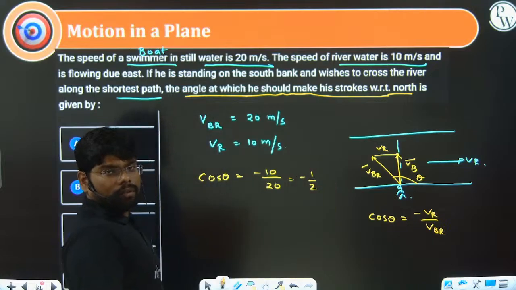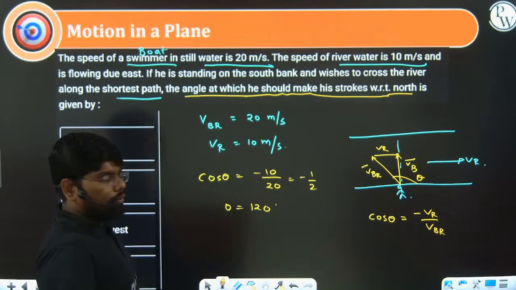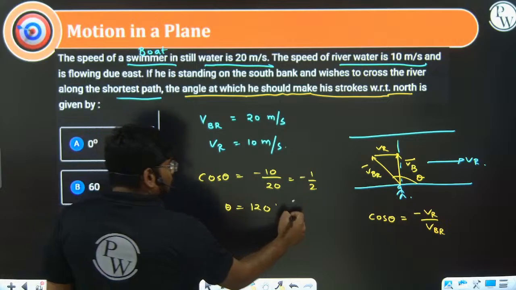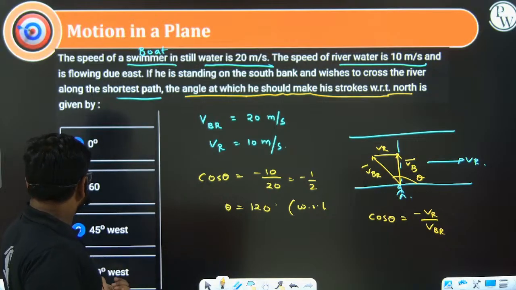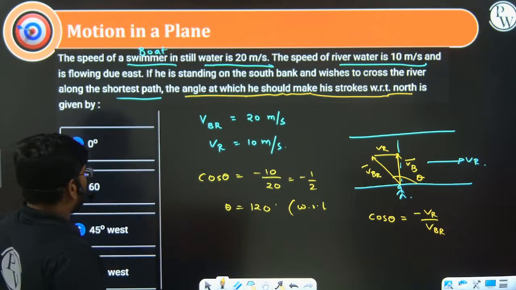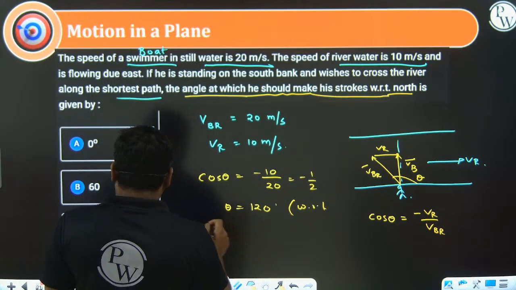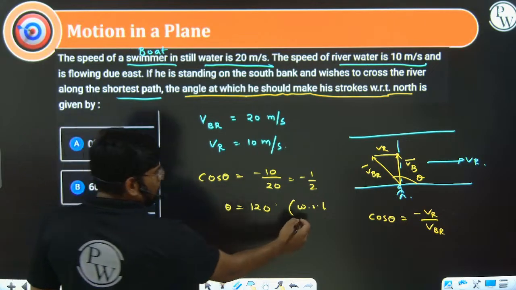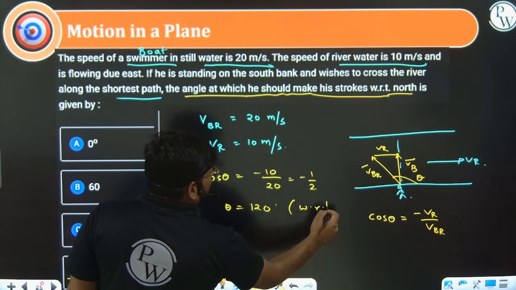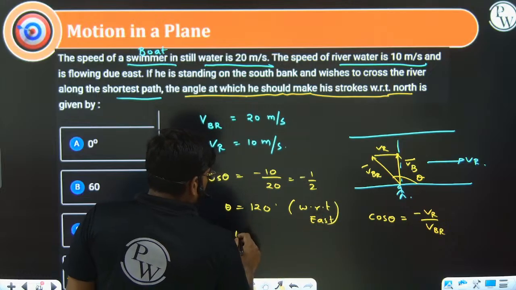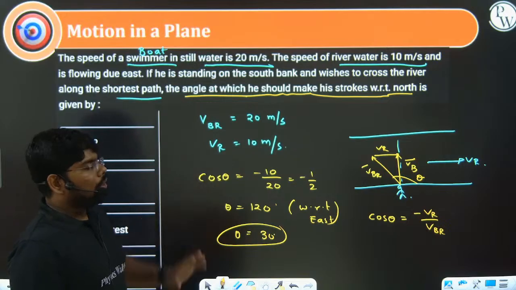Cos theta is minus 1 by 2. That means theta is how much? 120 degrees. If theta is 120 degrees, then this is with the east. Don't forget that. Don't pick the answer directly. They are asking with respect to north, so what should the answer be? The answer should be 30 degrees. With respect to east we got an angle of 120, and with respect to north it will come out to be 30 degrees. Again, a direct question based on a standard result.